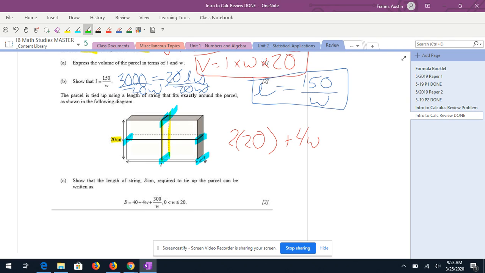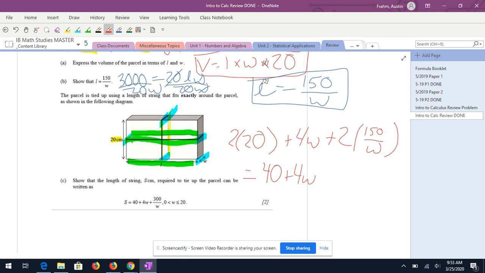And then the length, which is represented in this picture by L, there are 2 pieces of that string right here and in the back of the parcel there. So we could write that as 2 times L, but we know from part B that L can be represented as 150 divided by W. So if we simplify this, we're going to get 40 plus 4W plus 300 divided by W. That's exactly what they were looking for.